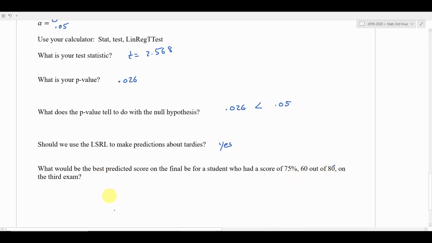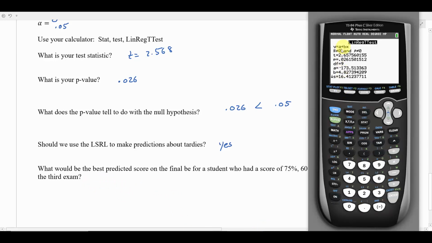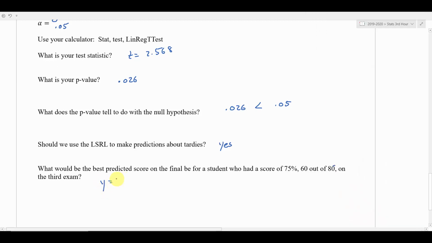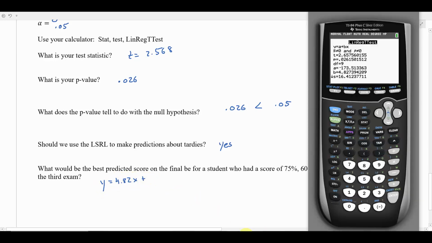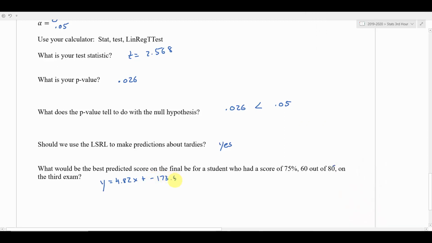All right. So let's go back. We have to get our equation, right? So it gives us our equation in a plus bx form. So the slope of our line is 4.82. So we'll say y equals 4.82x plus, and let's get this a value, which is our y-intercept, so negative 173.51. Right? And our score was a 60, right? So I'm going to be plugging that in for x. So we'll say y equals 4.82 times 60 plus a negative 173.51.